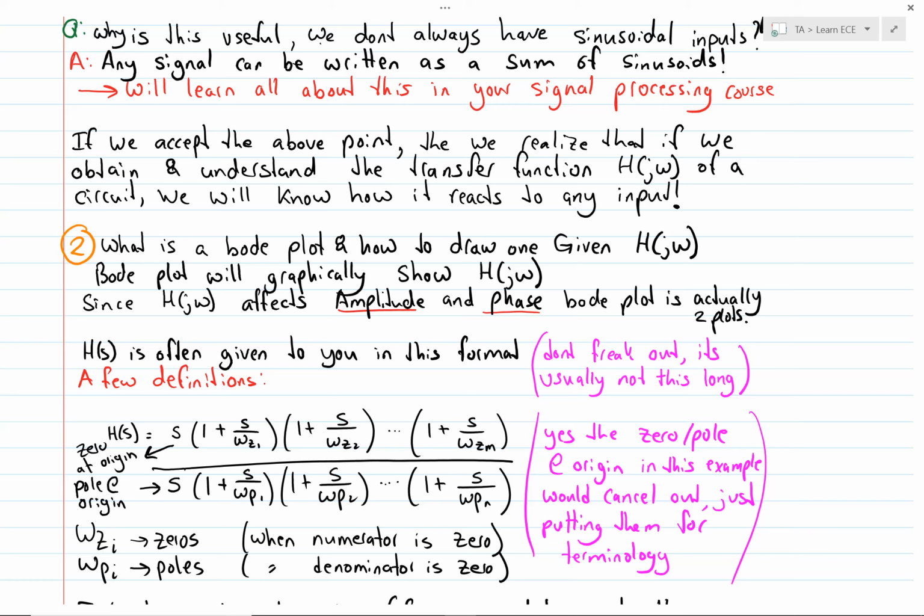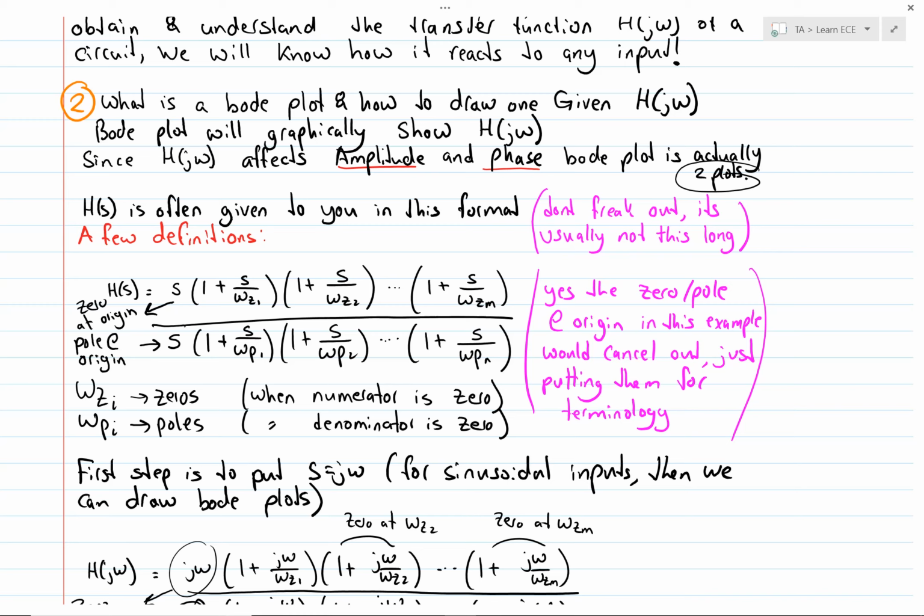So since h of j omega affects amplitude and phase, a Bode plot is actually two plots. There's a plot of the amplitude and a plot of the phase. So let's start by looking at a transfer function h of s, and then talk about a few definitions, a few terminologies that you need to know, and then we'll convert it to basically put s equals j omega, and then look at that further. So if you have h of s, what we say is that any value of s for which the numerator is 0, we call that a 0, and any value of s for which the denominator is 0, we call that a pole.